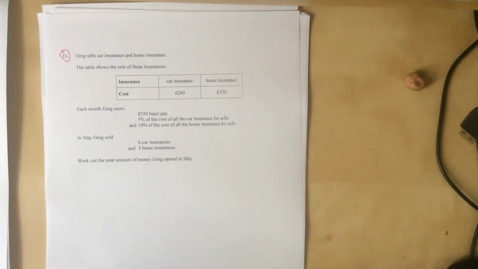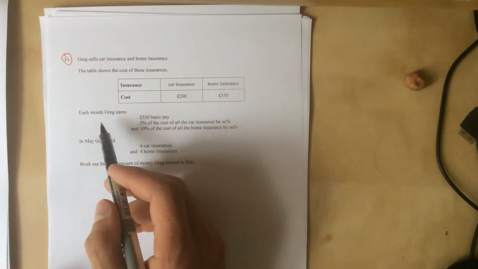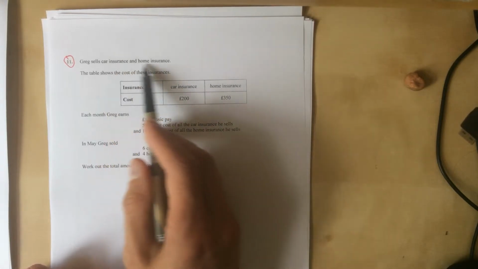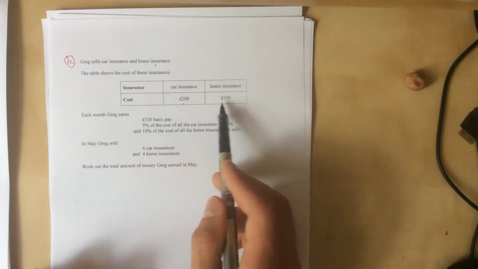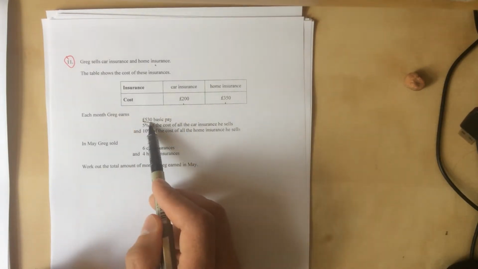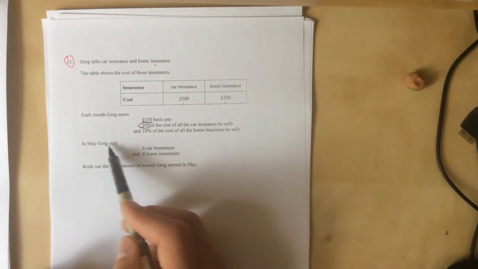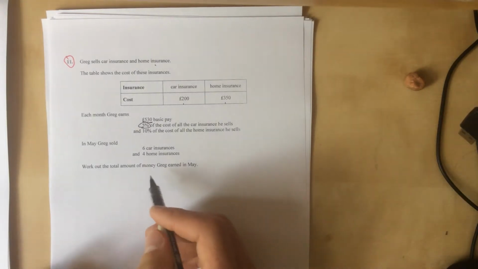Now this one here, worth a lot of marks and quite a difficult one, but it's definitely one that we can do. So we just got to read it very carefully and make sure we're doing things step by step. So Greg sells car insurance and home insurance, and this shows the cost of these insurances. Greg earns £530 basic pay, then 5% of the cost of all the car insurance he sells, and 10% of the cost of all the home insurance he sells, and he sells 6 car insurances and 4 home insurances. Work out the total amount.